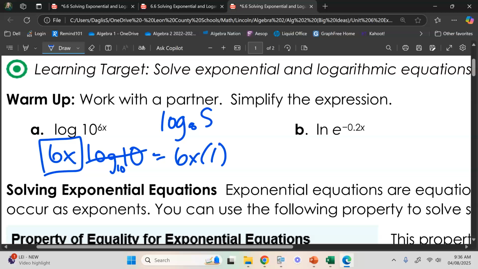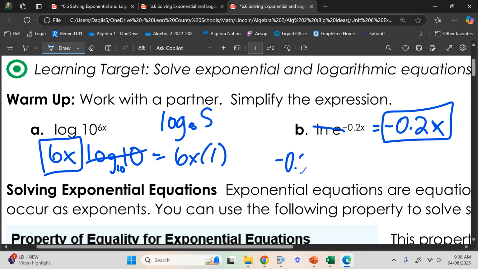It cancels out again, and we get negative 0.2x. For the same reason, I can take my power and bring it out front. It ends up being 0.2x times 1, because natural log is a log with the base of e. So it's the same idea. Okay? So that's called the identity property, which is important because we're going to use it today to solve.